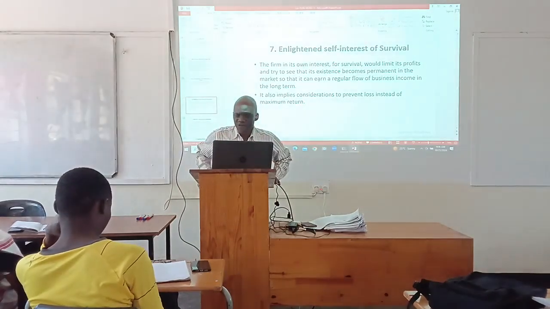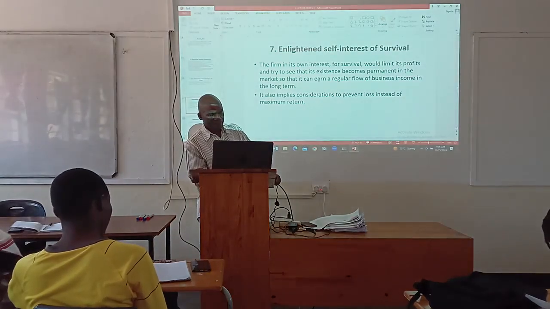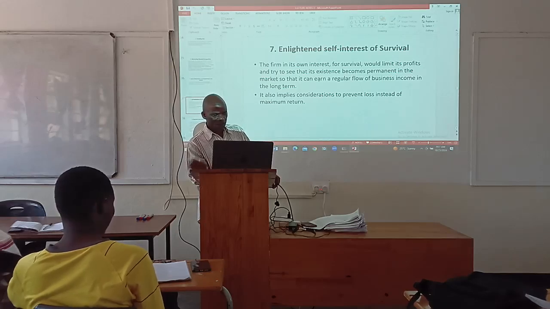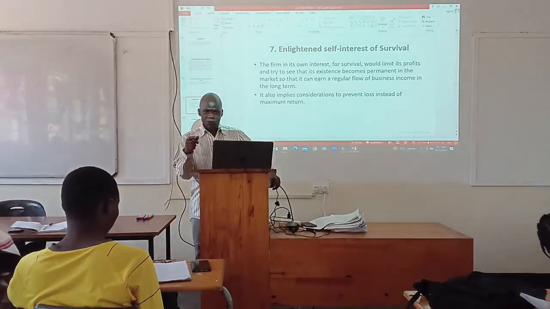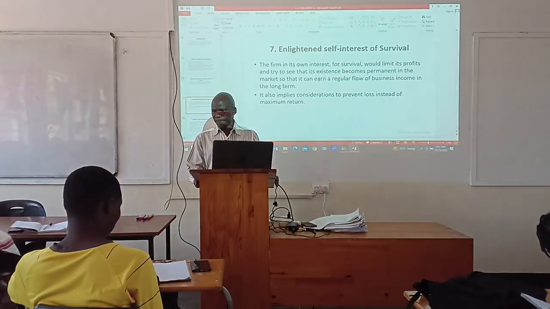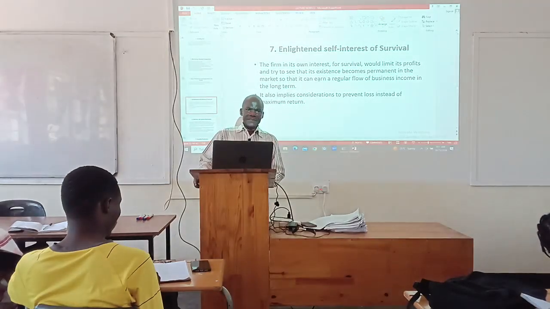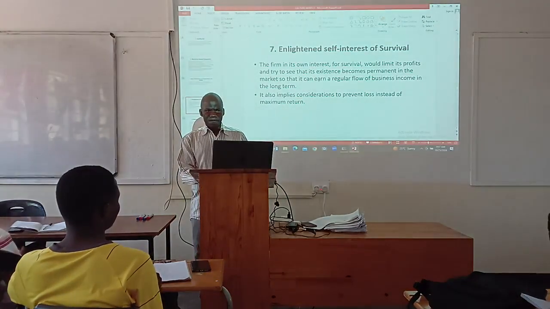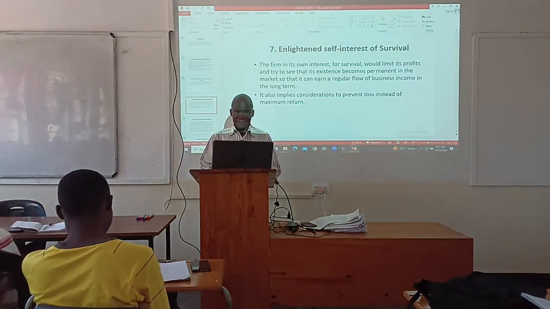Number seven is just survival. Self-interest of survival. Just to make sure you survive. You just make enough money, enough profit to survive. That's all. So, your goal is to prevent a loss. Your goal is not to maximize profit, but your goal is to prevent a loss. So you can continue existing. So you do everything possible to make sure you don't make a loss. That's your goal. Your goal is not to make the highest profit, but to make sure you don't make a loss. So you can survive. You can exist.